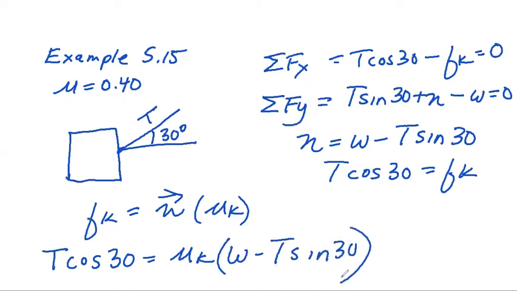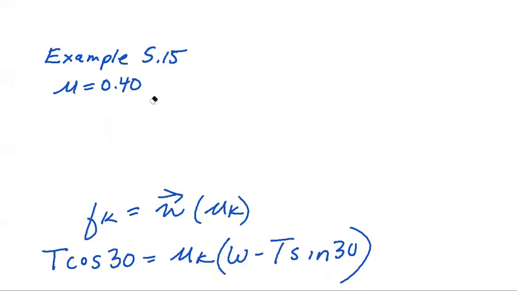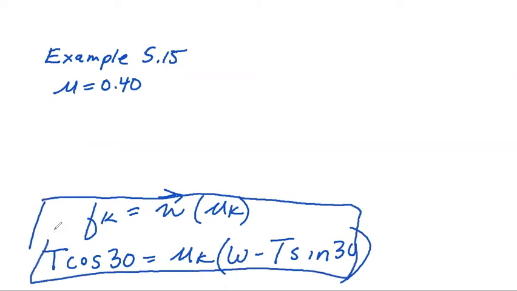And let me pause and clear up some room for myself here. I'm working with these equations. So let me distribute. So here we go, T cos 30 equals mu k W minus mu k T sine 30.